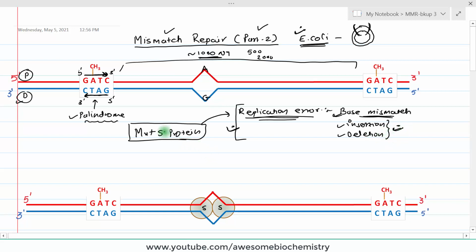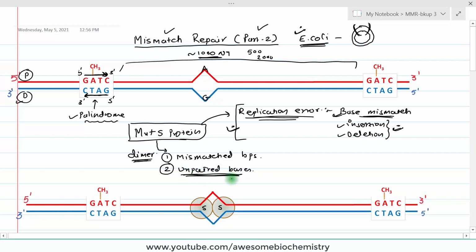So how does it identify? Basically, MutS protein, whenever it is in the dimeric form, that means two units, this is one unit of MutS and this is the second unit of MutS. When both MutS proteins bind, it forms the dimer, and in the dimeric form, it basically identifies two things. The first thing it identifies is mismatched base pairs. So here in our example, it is correctly identifying it. And second, it also identifies unpaired bases.